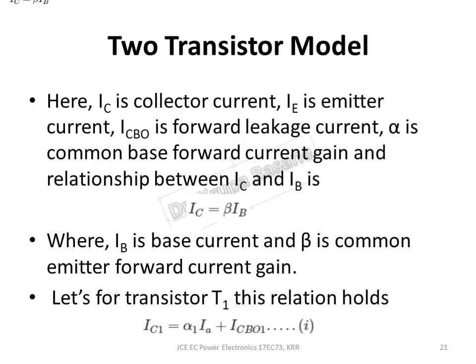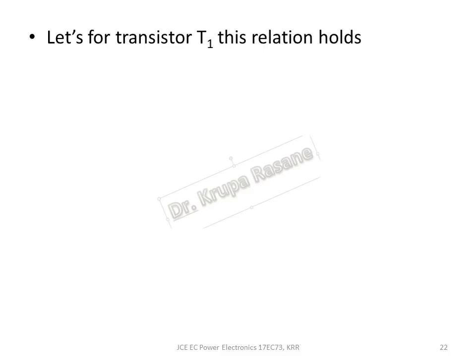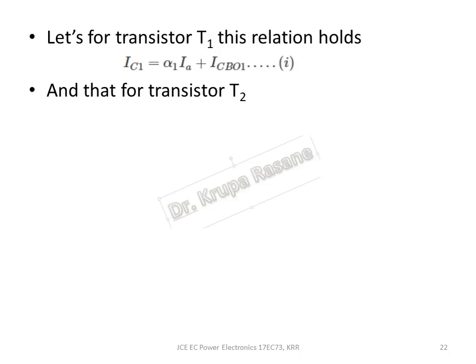For transistor T1, this relationship holds, and I can write an equation for transistor 1 as IC1 equal to alpha 1 into IE plus ICBO, because IE is the emitter current. In our first transistor, IE is the same as the anode current, so I will replace IE with IA. So IC1 becomes equal to alpha 1 into IA plus ICBO1. You can represent it as equation 1.